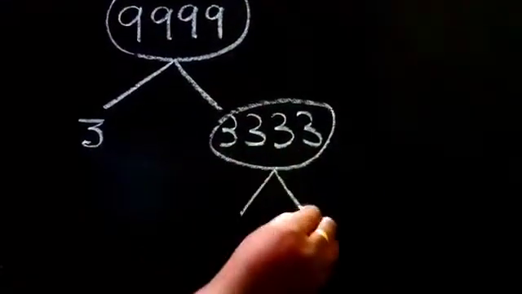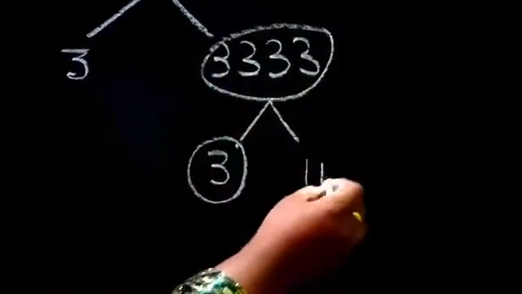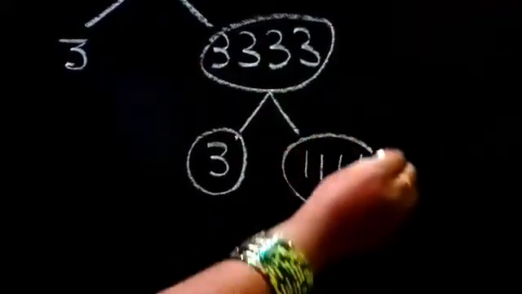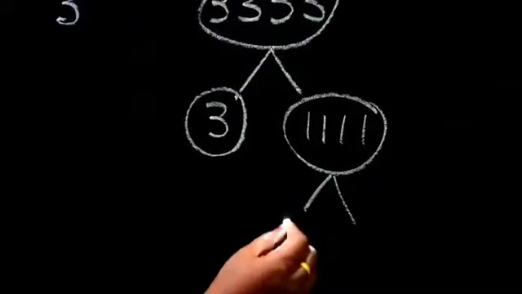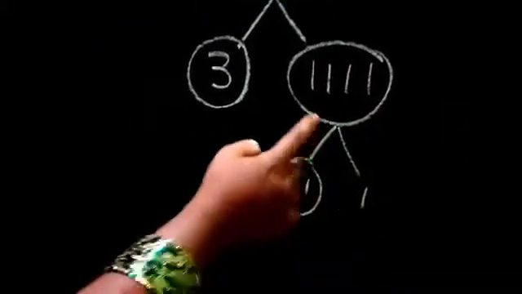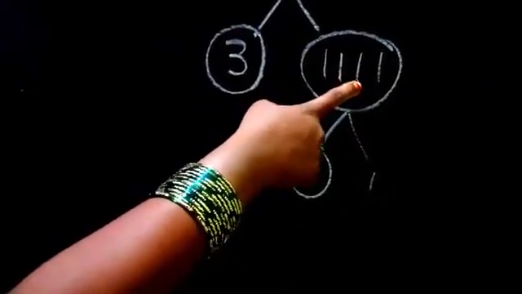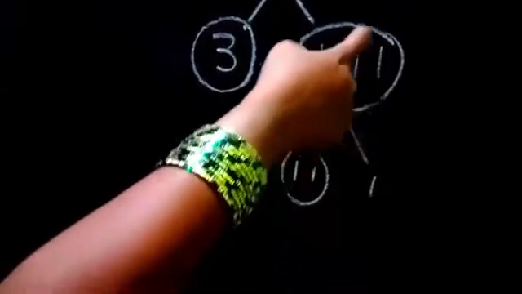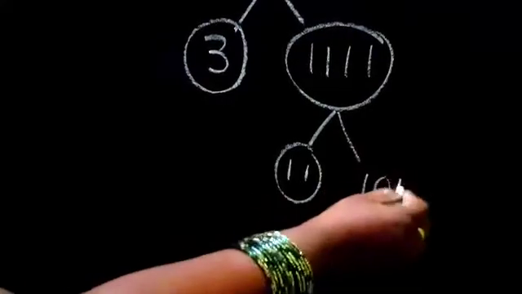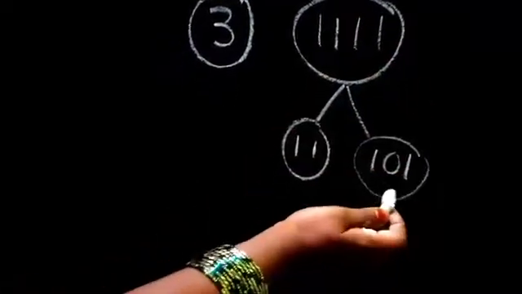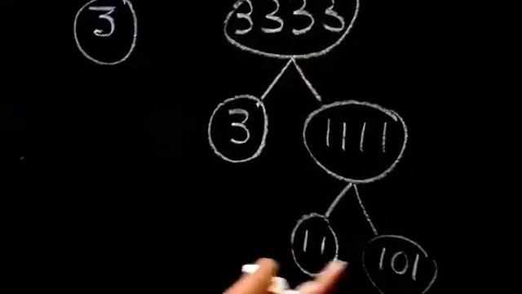3333. Again this can be divided by the third table. 1 three is 3, again 1 three is 3, again 1 three is 3. So this is 1111. This can be divided by the 11th table. 1 eleven is 11. And we cannot take this one, so at a time we are going to take this double one, that is 11. So 0 we have to write, again 11 ones are 11. This is a prime number. So all the prime numbers we have taken: 3 into 3 into 11 into 101.